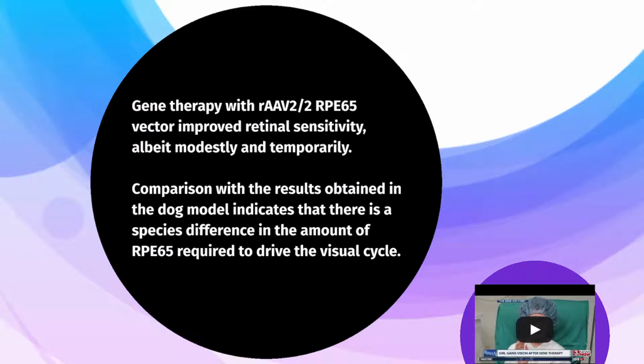Conclusion. The gene therapy with rAAV2/2 vector improved retinal sensitivity, albeit modestly and temporarily. Comparison with the results obtained in the dog model indicates that there is a species difference in the amount of RPE65 required to drive the visual cycle.